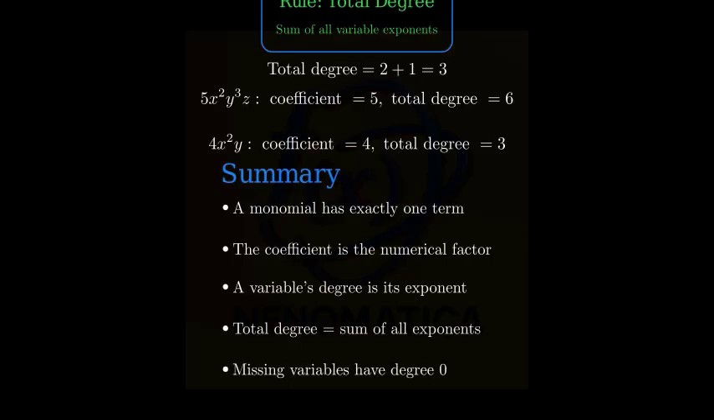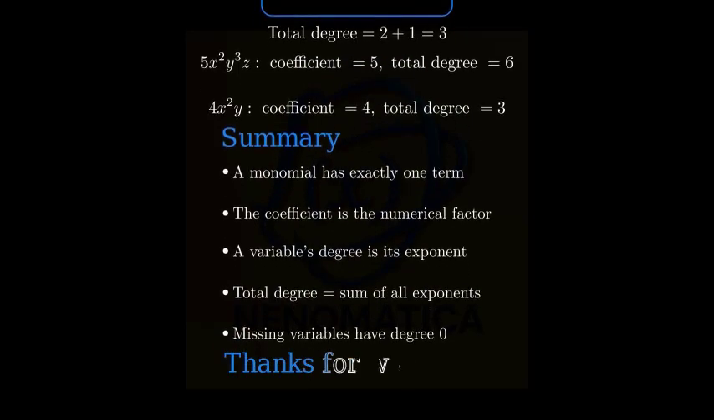To summarize what we've learned, a monomial is an expression with exactly one term, consisting of a coefficient and variables with exponents. The degree of a variable is its exponent in the monomial. The total degree is the sum of all variable exponents. And if a variable is not present in the monomial, its degree is 0. Understanding monomials and their degrees is fundamental to working with more complex algebraic expressions like polynomials.